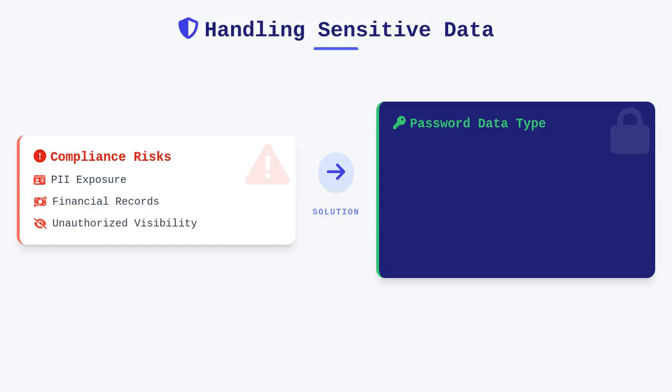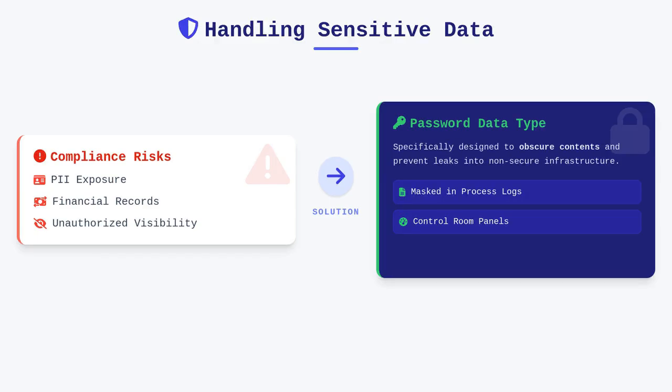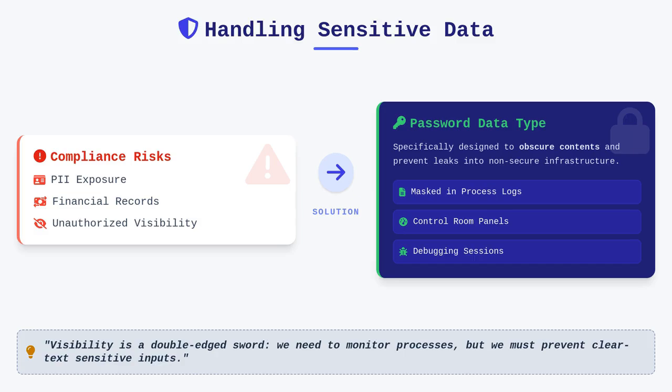One of the primary tools at our disposal is the password data type. Unlike a standard text data type, the password data type is specifically designed to obscure its contents. When a data item is set to this type, the platform ensures that its value is masked within the process logs, the control room monitoring panels, and even during standard debugging sessions in Process Studio. If you reflect on the nature of automation, you realize that visibility is a double-edged sword. While we need to see what a process is doing, we absolutely must prevent sensitive inputs from appearing in clear text where unauthorized users might encounter them.